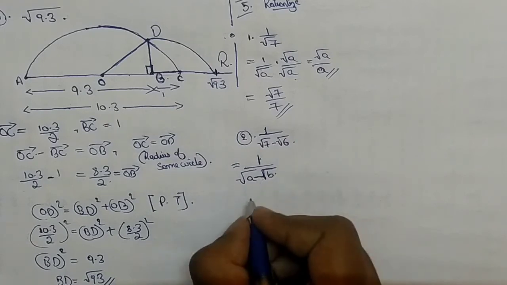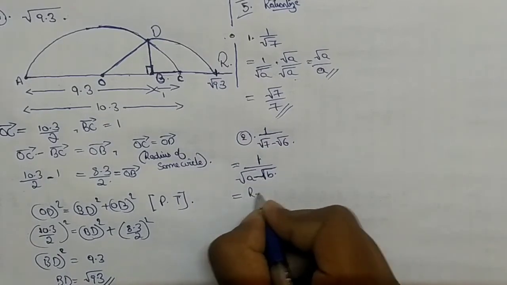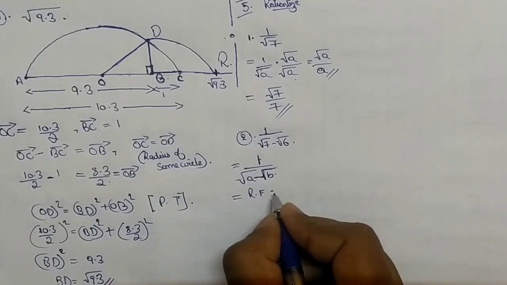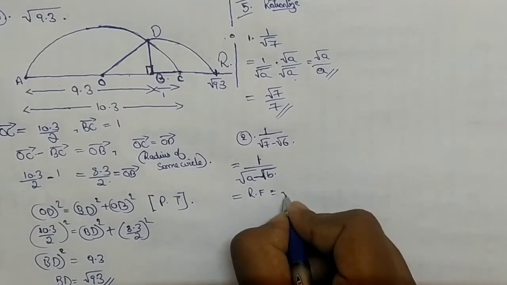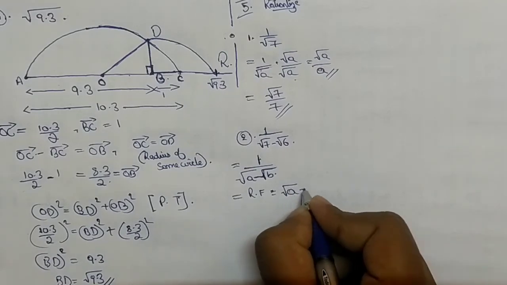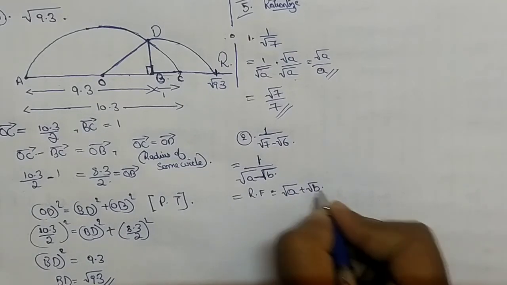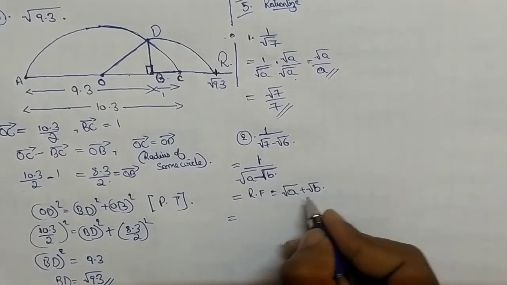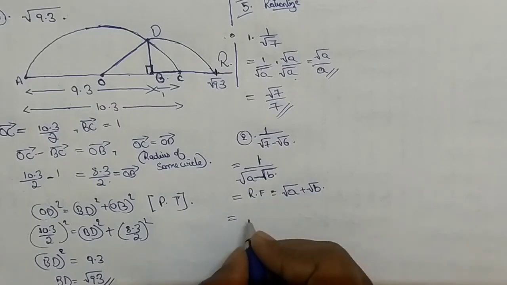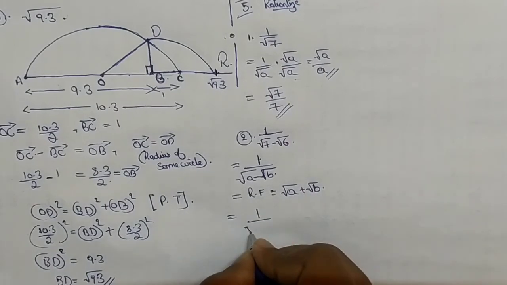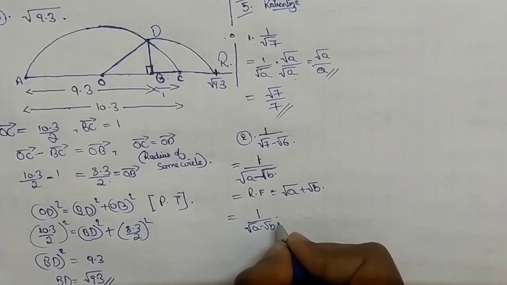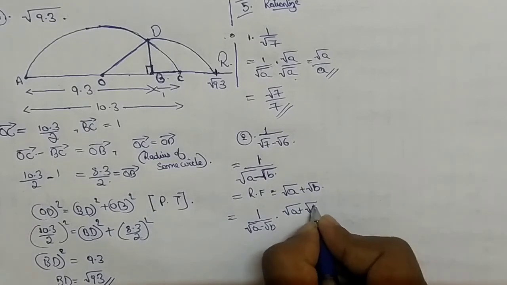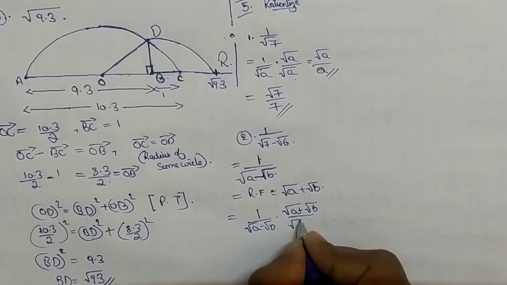Now if there is something like this, the rationalizing factor of root a minus root b is root a plus root b. This is the rationalizing factor. We multiply both numerator and denominator with the rationalizing factor. You will get 1 by root a minus root b, into, on multiplying with the rationalizing factor, root a plus root b. We have discussed this previously also.